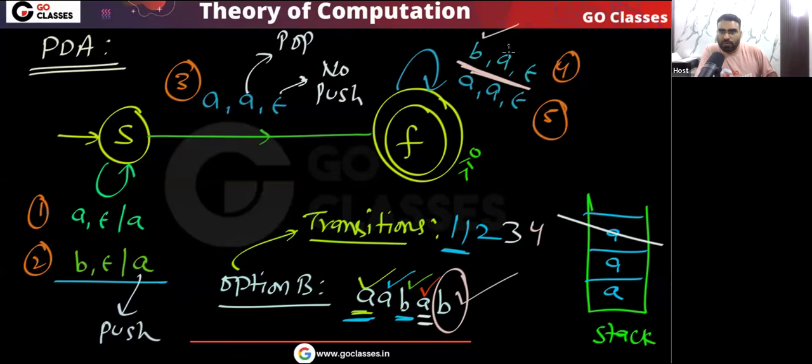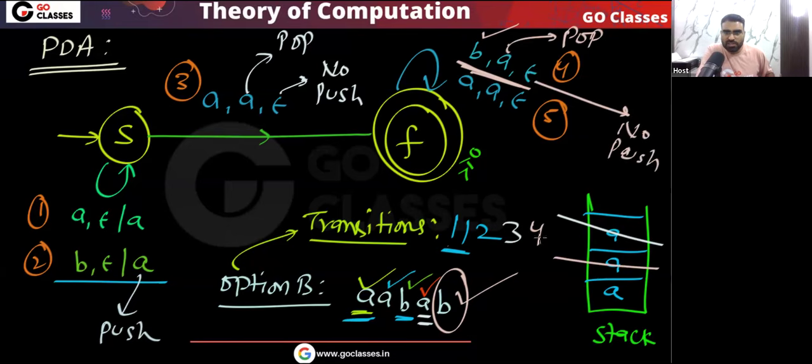And this A will pop. This A will pop. Okay, this A will be gone. And there is nothing to push. There is no push. That's it. Now the string has ended, and now I am in the final state.